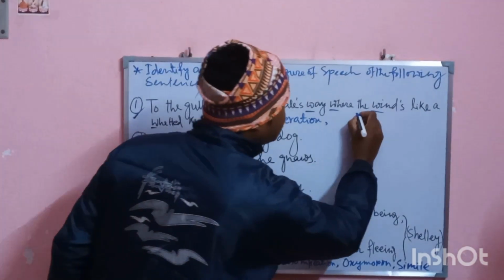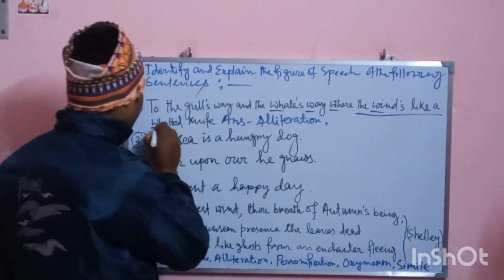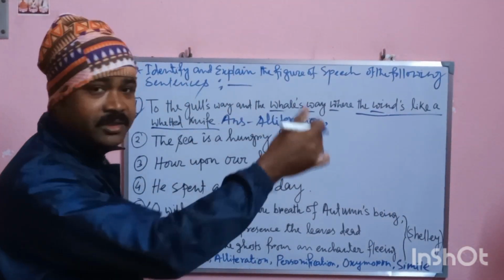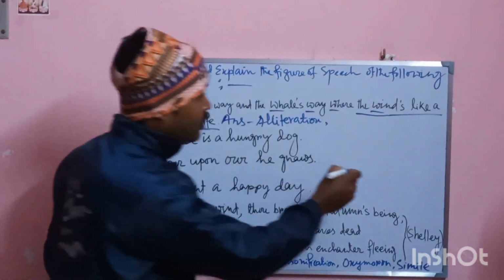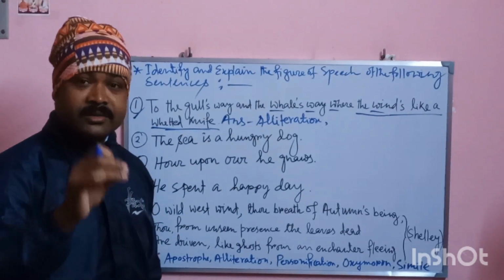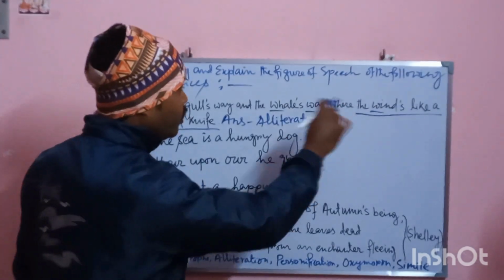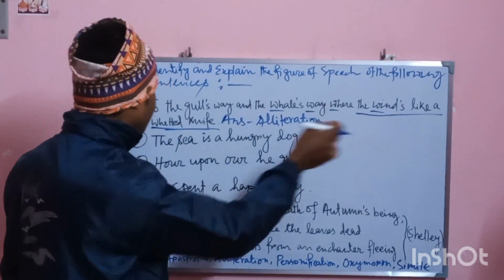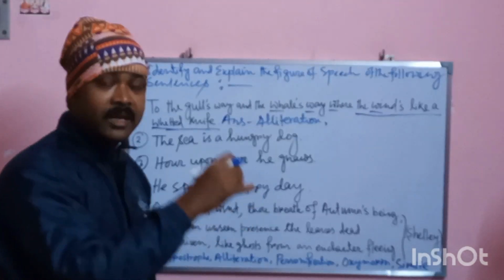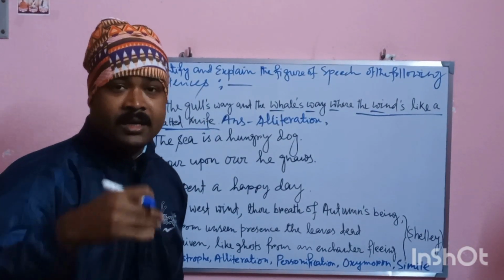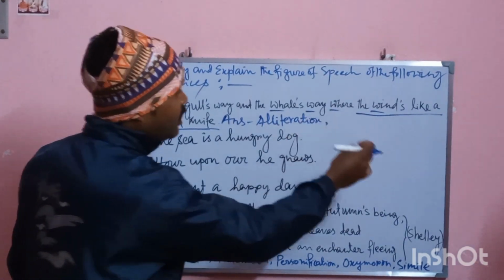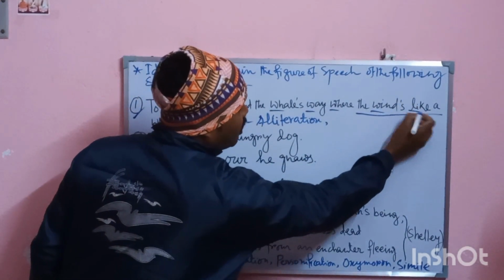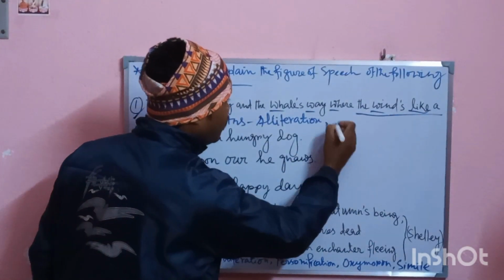Here the wind's like a weighted knife. Here the wind on the sea is compared to a weighted knife, and the comparison is explicit, direct. The wind is compared to a weighted knife. The comparison is direct, explicit, because of the use of this word like. So it is an example of simile.